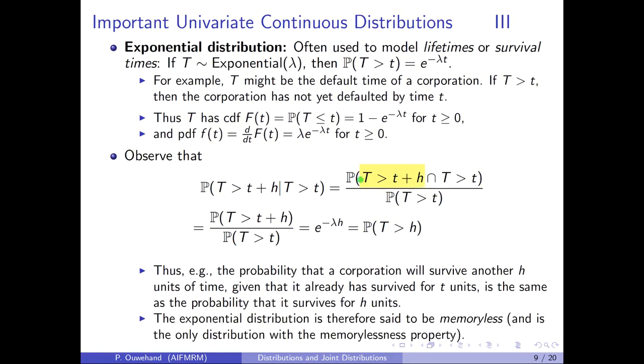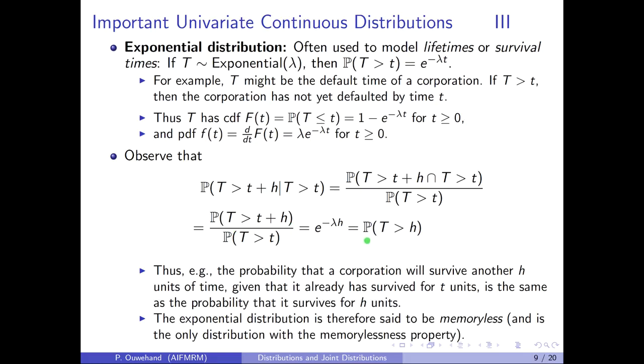Now this set here, the event that the corporation survives at least until time t plus h, is a subset of the event that it survives at least until time t. So this intersection is simply the smaller set here. At the top we have e to the minus lambda (t plus h). At the bottom we have e to the minus lambda t. So there is some cancellation and we obtain e to the minus lambda h.